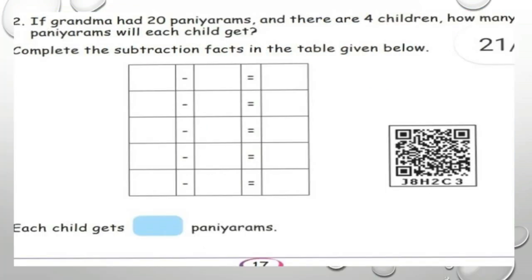If grandma had 20 paniyarams and there are 4 children, how many paniyarams will each child get? Let us begin with 20 paniyarams and it is distributed to 4 children.